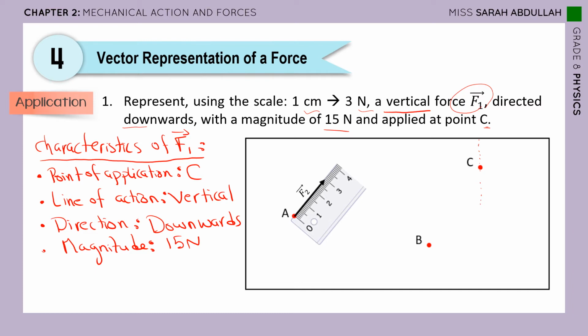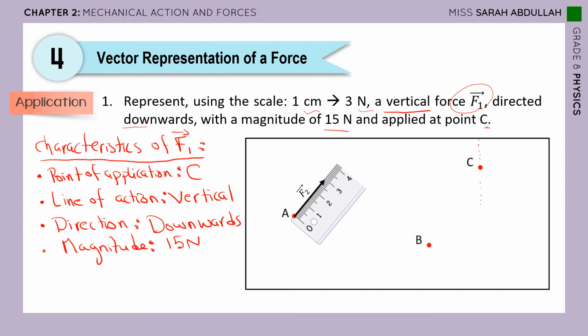Great, but how long should I draw this arrow? I could draw it this way or maybe that way. So how can I know? This is where the magnitude comes in handy. It says 15 Newton. Now check your rulers. What is the unit on your rulers? Is it Newton? Can you draw a 15 Newton line?